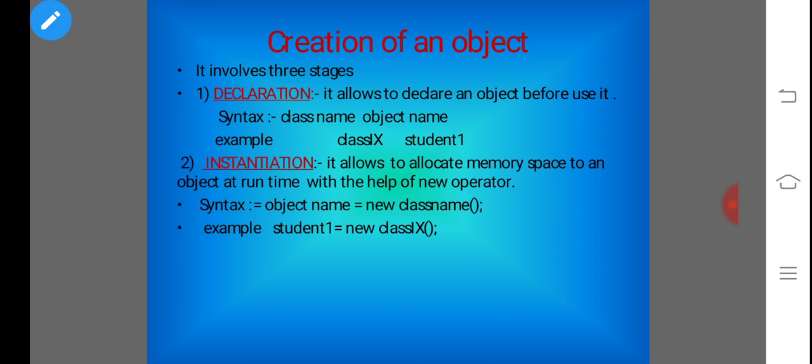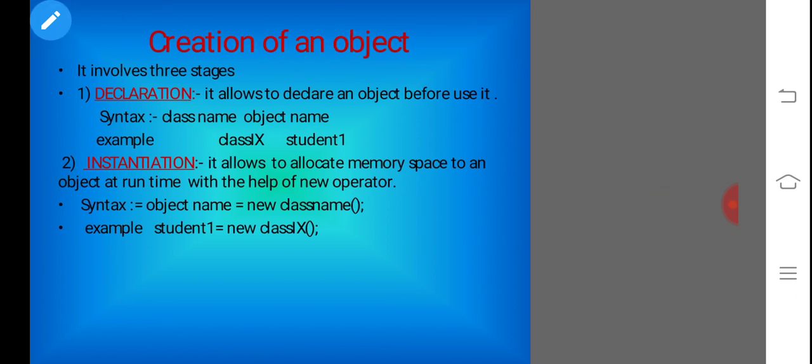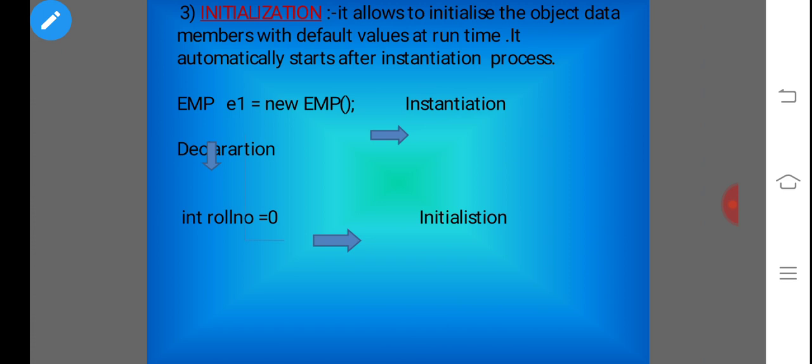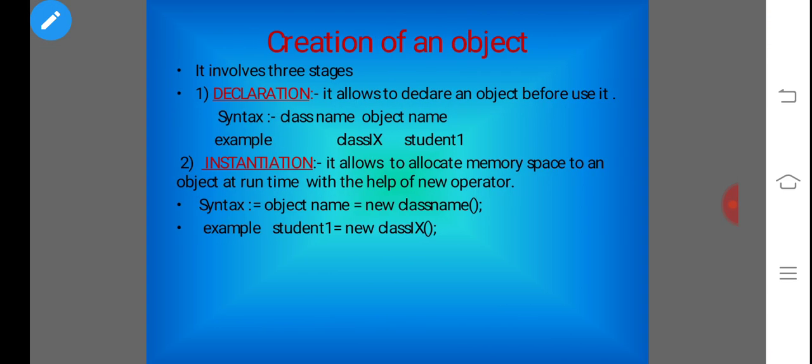This slide introduces the creation of an object. Whenever an object is created, it involves three stages. Number one is declaration, number two is instantiation, number three is initialization. The declaration stage allows us to declare an object before use. Whenever we need to use any object in our programming, we need to declare it first. The syntax is class name, space, object name. In my example, I'm declaring an object student1 of class 9th.